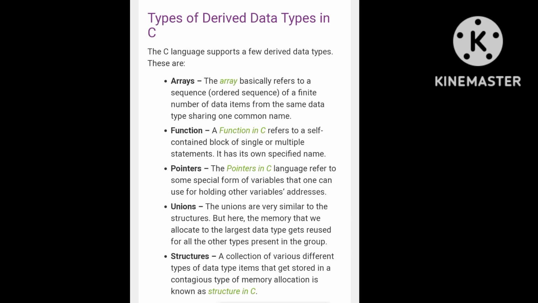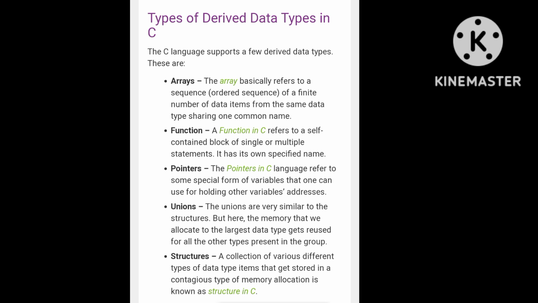Types of derived data types in C. The C language supports a few derived data types. These are arrays, function, pointers, unions, and structures. An array basically refers to a sequence of a finite number of elements from the same data type sharing one common name. And next, function. A function in C refers to a self-contained block of single or multiple statements. It has its own specified name.